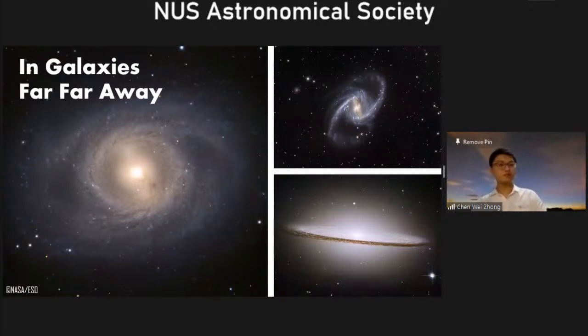And now moving beyond the Milky Way, we have millions and billions of galaxies throughout the entire universe that we can observe. And all of them are of different shapes. You can see all three different galaxies here all have different shapes.